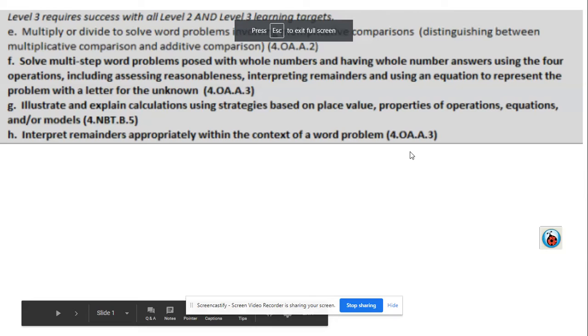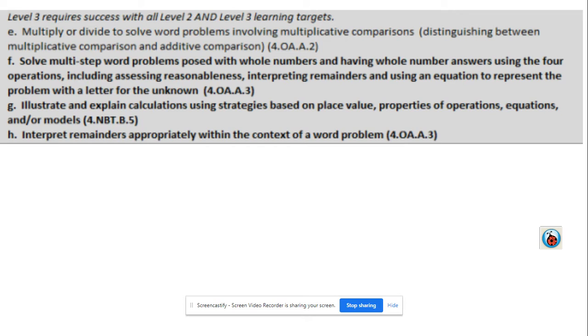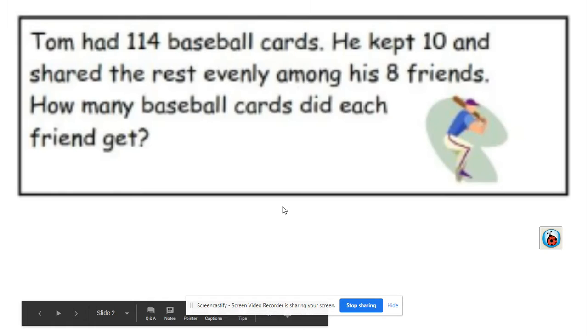Hey everyone, we're going to continue working on 4.OA.A.3 this week: solving multi-step word problems, assessing reasonableness of our answers, interpreting remainders, and identifying the variable. So let's go into our first problem.